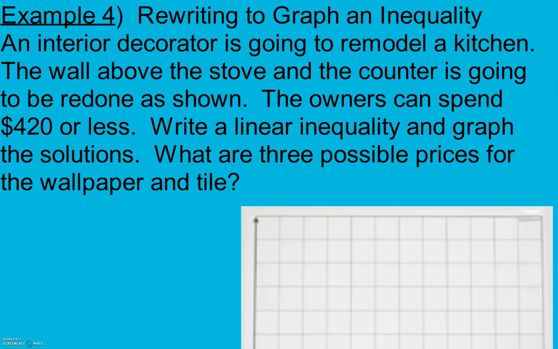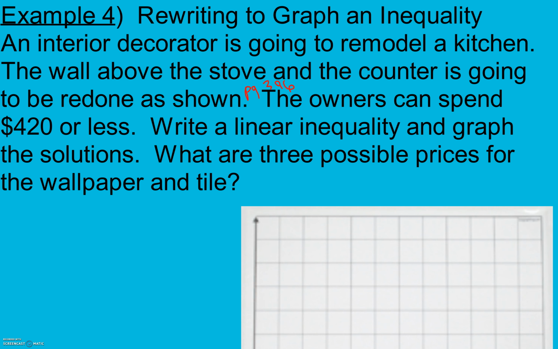Continuing on with section 6.5 here, example 4 is rewriting to graph an inequality. An interior decorator is going to remodel a kitchen. The wall above the stove and the counter is going to be redone as shown on page 396. The owners can spend $420 or less. Write a linear inequality and graph the solutions. What are 3 possible prices for the wallpaper and tile?